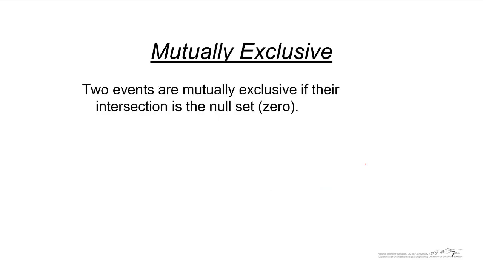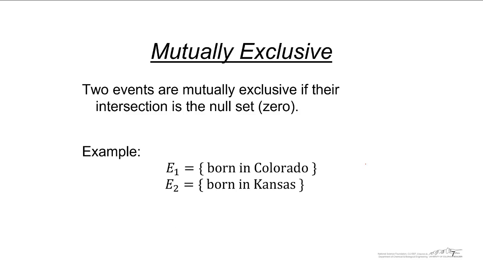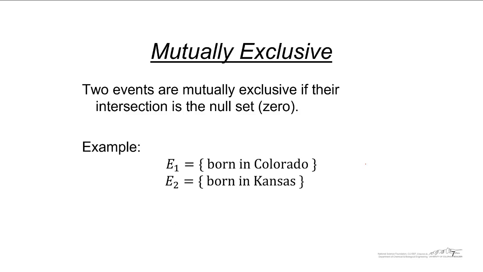Mutually exclusive. Two events are mutually exclusive if their intersection is the null set. You can think of the null set as 0. There's no intersection. For example, if event 1 was a particular person was born in Colorado, event 2, a particular person was born in Kansas, there's obviously no intersection because you can't be born in Colorado and be born in Kansas. I guess if you're right on the border, you could, but for all intents and purposes, that intersection is 0. You can't simultaneously satisfy both of those events.